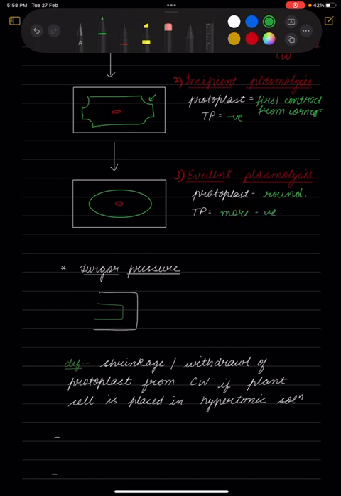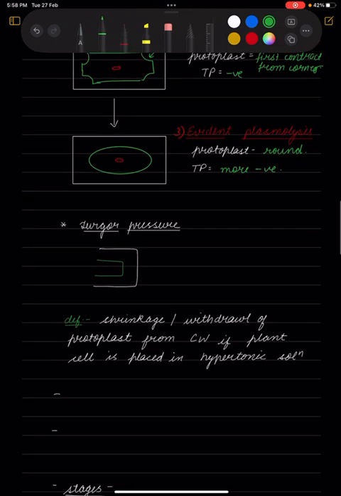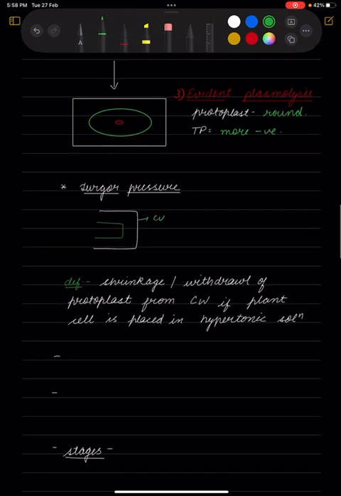So what is turgor pressure? I am saying it again and again. This is the cell wall, and this is the cell membrane of a cell. The cell wall applies a pressure in this direction. This is known as wall pressure, and in opposition to this pressure, the cell membrane applies a pressure called turgor pressure.